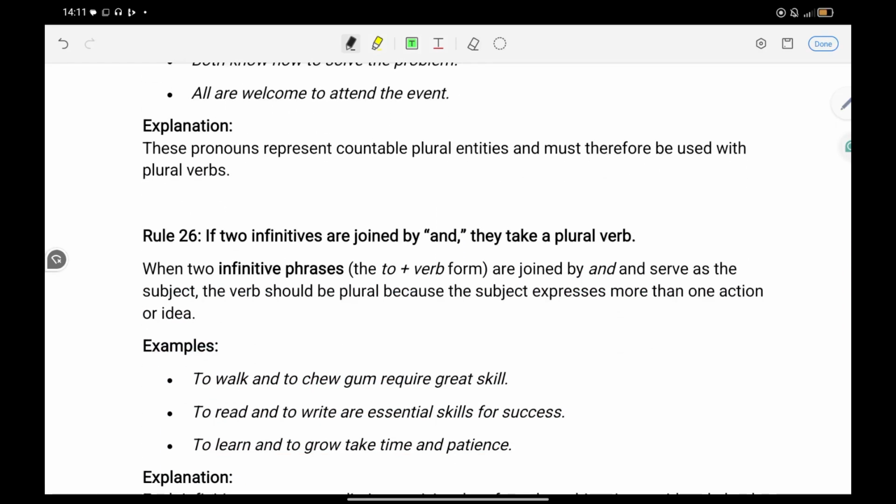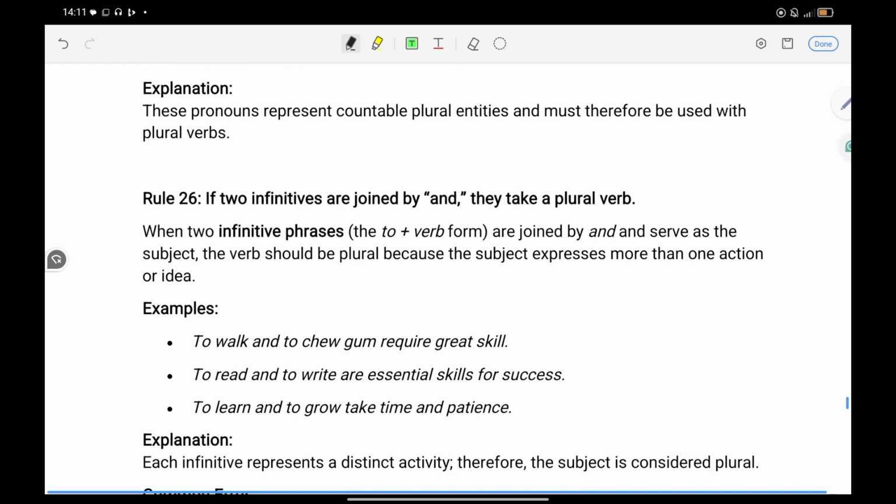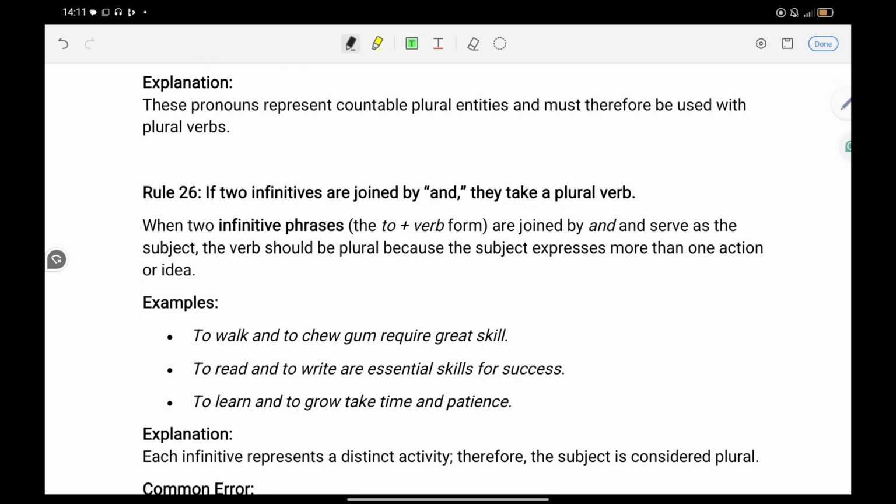Rule 26. If two infinitives are joined, okay, this is new. If two infinitives are joined by and, they take a plural verb. An infinitive is a verb that is preceded by the preposition "to". When you have "to" before a verb, it is called a to-infinitive, or just call it an infinitive. So when you have two infinitives joined by and, they take a plural verb.